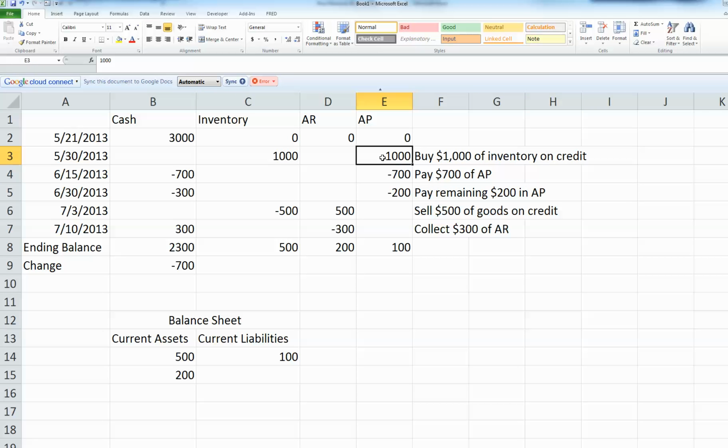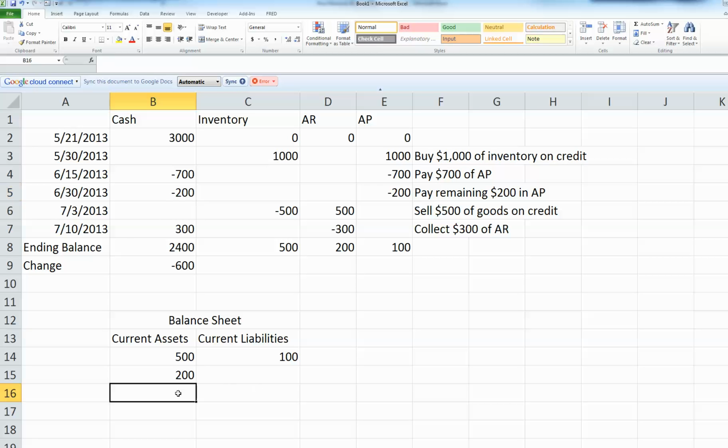So now I had bought $1,000 worth of inventory on credit, and I paid 700 of it. Then a few weeks later, paid 200 of it. That's only 900, and I originally owed 1,000, so I still owe $100 on my accounts payable. This will show things a little bit better, and also I need to change this entry for cash because if I paid 200 in accounts payable, instead of 300, my cash dropped by only 200 for that entry.